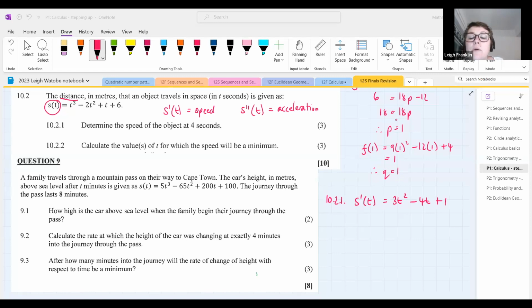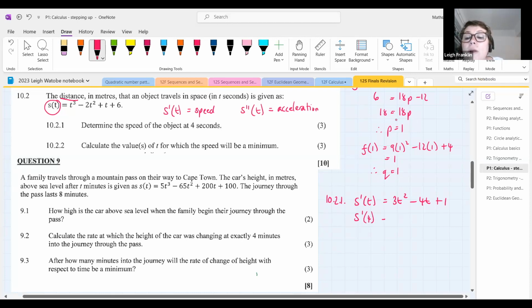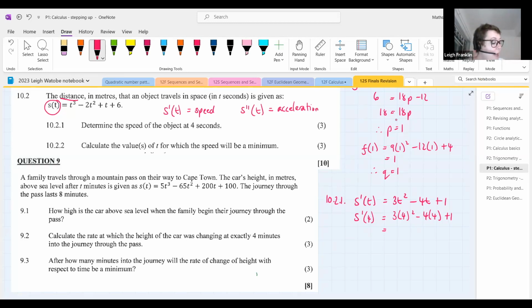All right. So in 10.2.1, we are going to sub 4 into the first derivative. Okay, and then you should get a speed of 33 meters per second. Okay, so there would be a mark here for the first derivative, a mark for subbing in the 4, and then a mark on the answer. Is everybody happy with that?